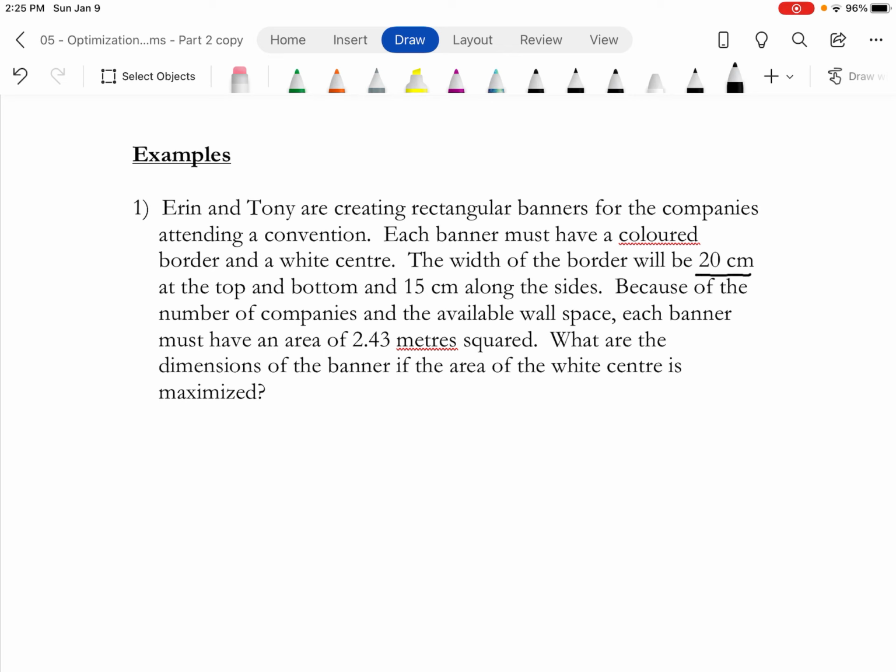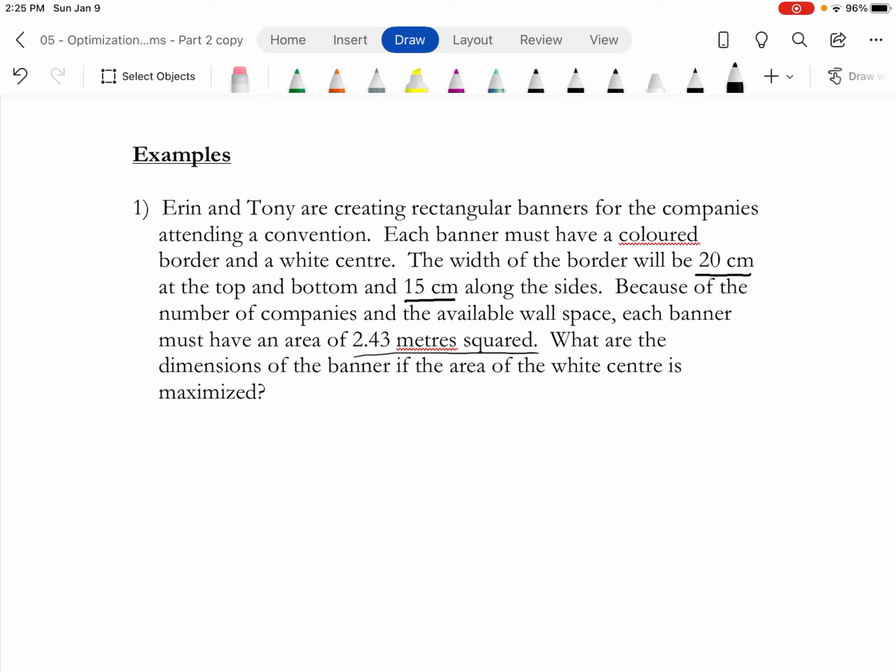I see centimeters there and centimeters there, but then I see meters squared there. So right away we know there's a conversion problem, is that some of the measurements were given in meters and some were given in centimeters. So we really want to be careful when we go to do this problem because of those different measurements.